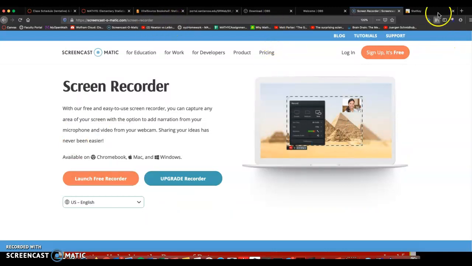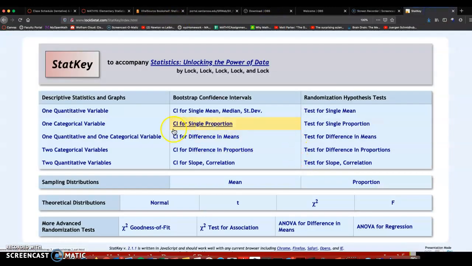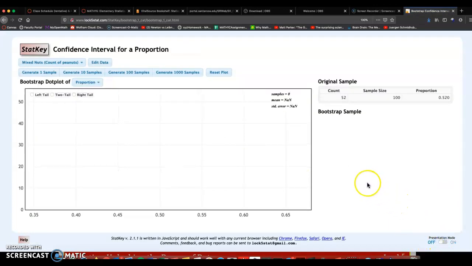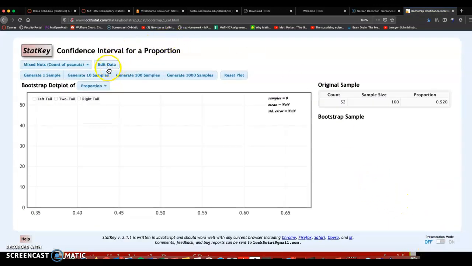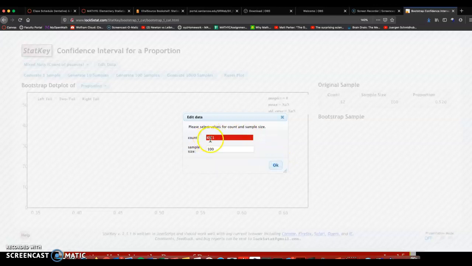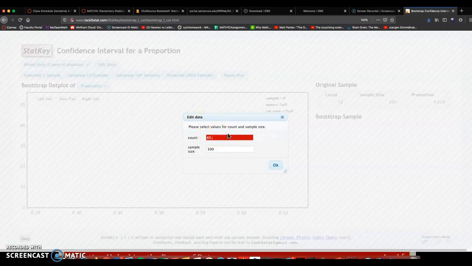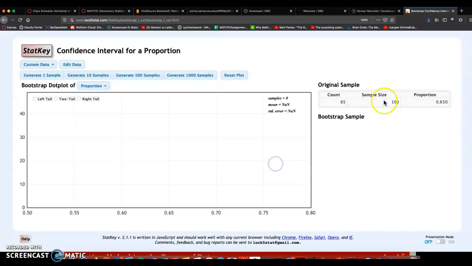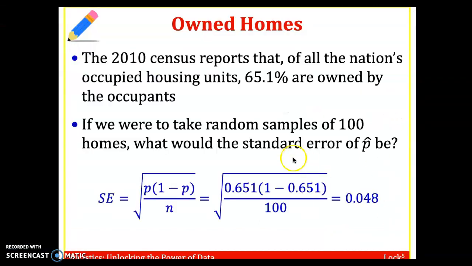So I want to go to StatKey and look at, say we're doing a confidence interval for a single proportion. In that last one, we had a sample size of 100. The count was 65.1. If I click OK, I'm going to get an error because StatKey only allows a whole number. So let's just assume it's 65 out of 100. It's not the exact same scenario, but 65 out of 100, whereas over here, we're looking at 65.1%.